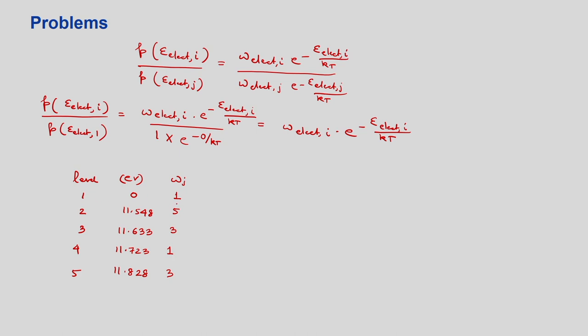Now what do you do for level 1? As you know, there is nothing. So the probability with respect to the ground state is obviously unity at T equal to 30,000 Kelvin. With itself it is unity, because both numerator and denominator are the same. So omega is 1, the exponent is 0, so the probability is 1. Now what will be the next probability? You have to substitute 11.548 into this exponential term divided by k, put T as 30,000 Kelvin, and multiply by the corresponding degeneracy, that is 5. Then do the mathematics, and you will find the relative probability to be close to around 5.73 × 10⁻².